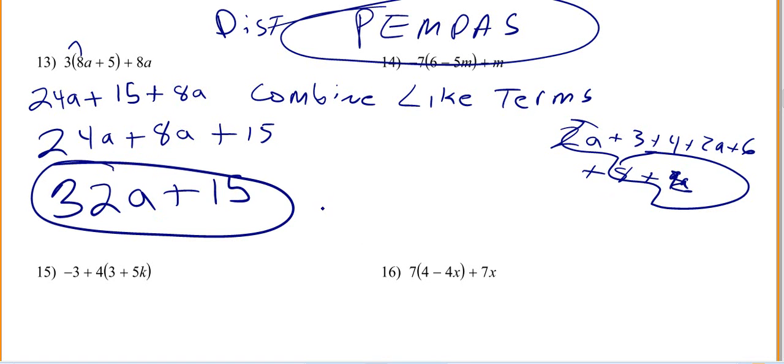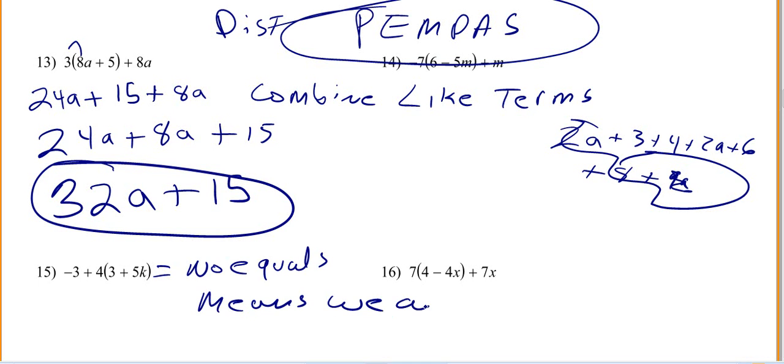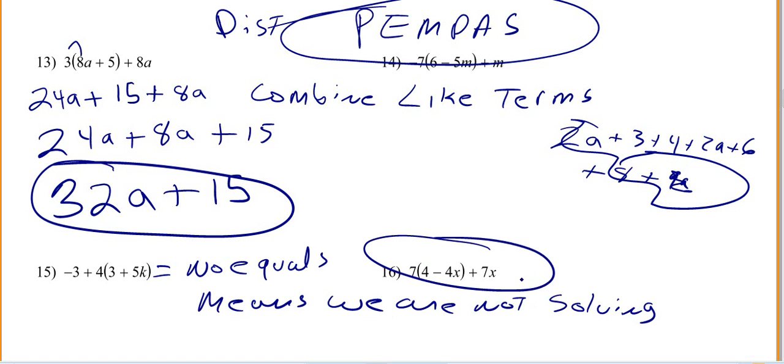Just note, there's no equal sign, right? No equal sign means we are not solving it. If it's like this, you're just simplifying. If there's an equal sign, you solve it. Sometimes students want to take this and solve it, but don't do that.